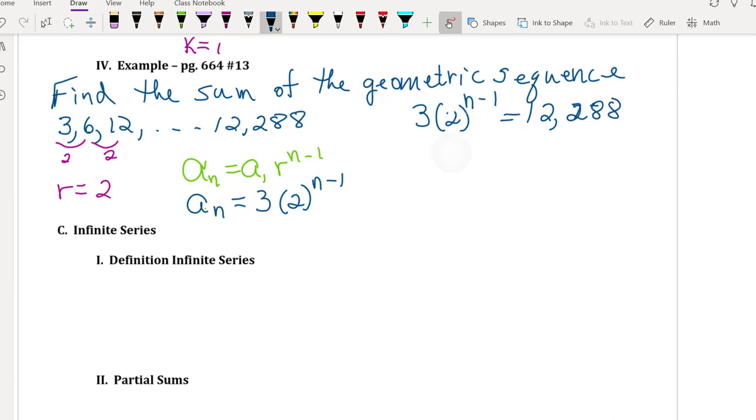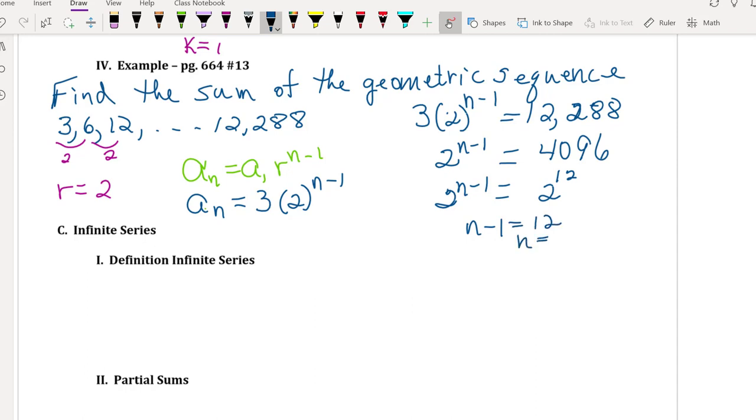Okay, so we can divide both sides by 3 first. So 2 to the n minus 1 is going to equal 4,096. And then we have to figure out, is that a power of 2? And you can just do that in your calculator. And it turns out it's 2 to the 12th. And so n minus 1 has to equal 12. So n equals 13. So that means we can do our sum now.